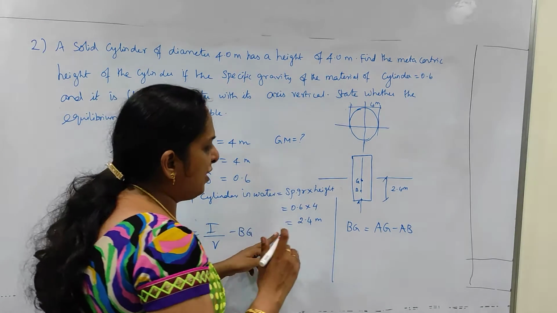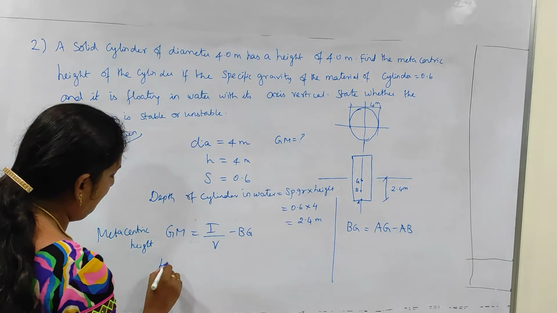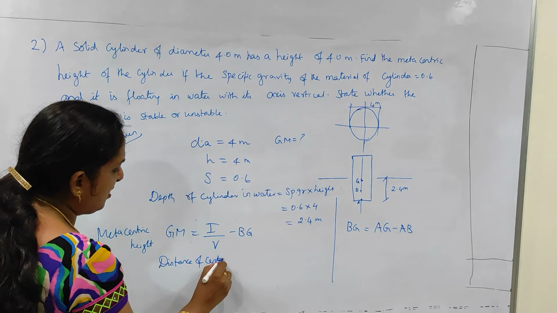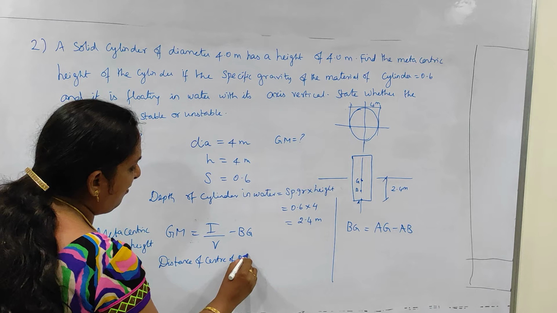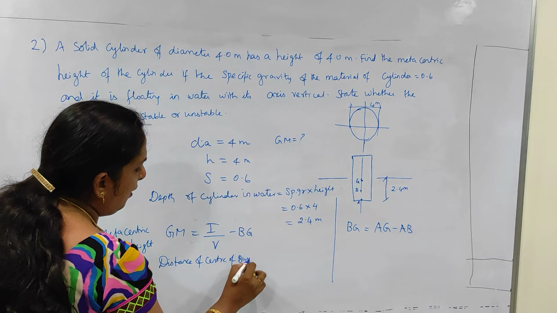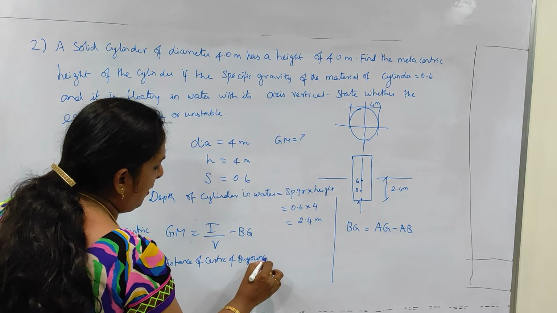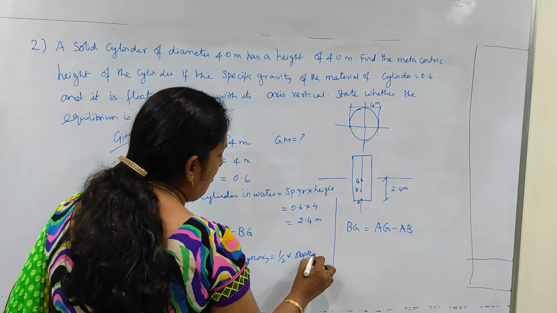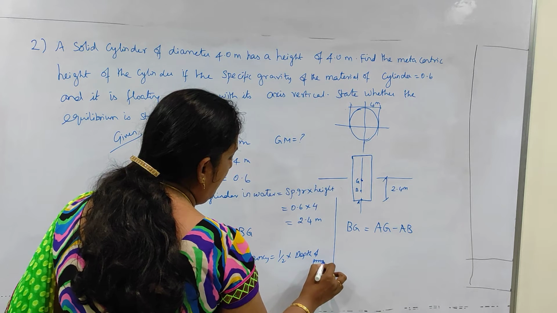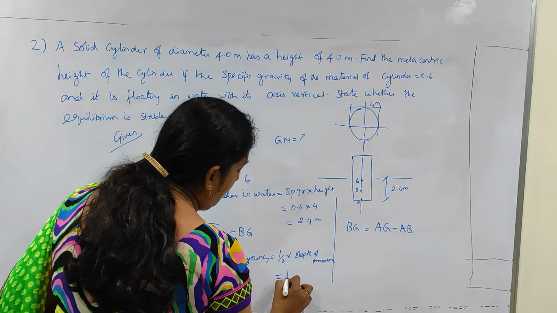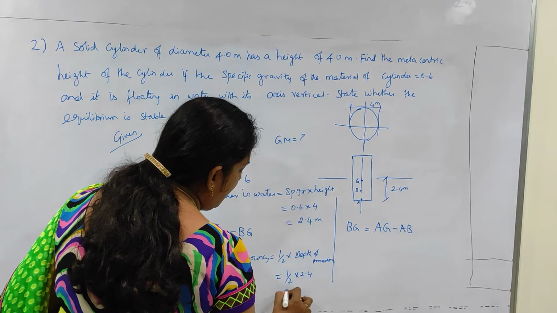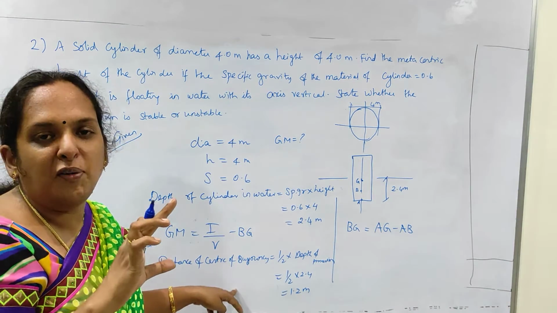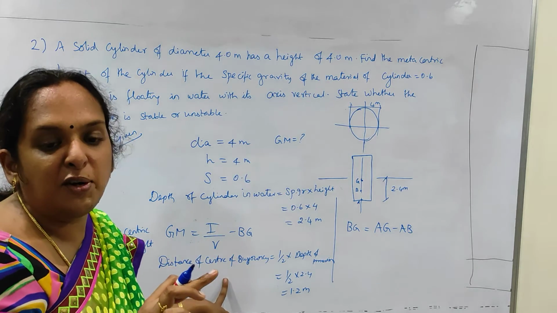The distance of your center of buoyancy will be half the depth of your immersion, that's all. So the depth of immersion that I have found out is 2.4 meters. So it will be half into 2.4, that is equal to 1.2 meters. That is the distance of the center of buoyancy.